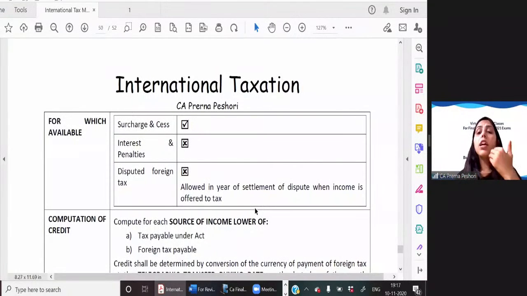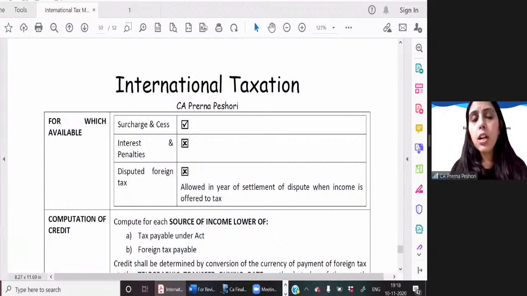Say, for example, in USA I am disputing that this should not have been my tax. My tax should have been, say, rupees 100, and USA is saying your tax should have been rupees 150. In that case, I cannot be allowed the credit of 150 or 100, and it will only be allowed in the year of settlement of dispute. When I settle the dispute and offer that income to tax, only in that year will I be allowed the credit. Or say I am saying in the US this income should not have been taxable at all. Then in that case, it will be offered to tax only in the year of settlement of dispute. Clear?